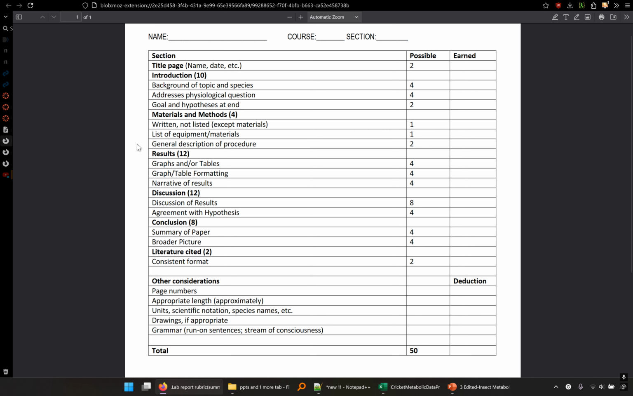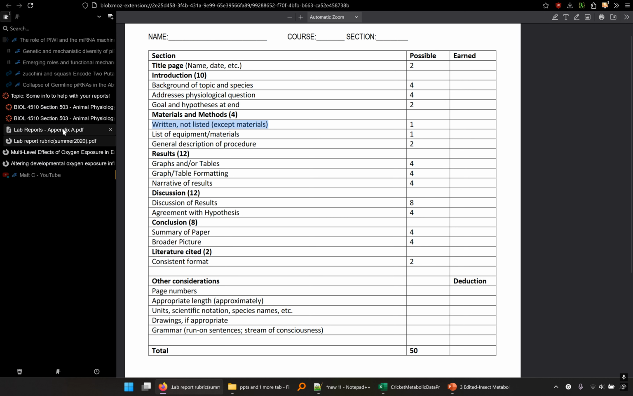Now, materials and methods, these are pretty simple. What it means by written and listed is talking about how you're going to write out your methods.